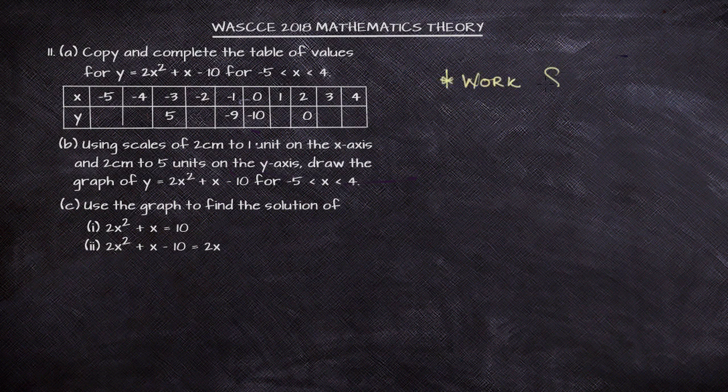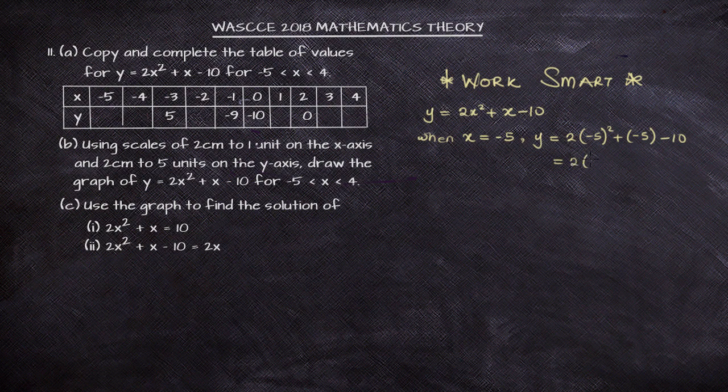Now what I will advocate for is that you need to work smartly. You don't need to stress yourself, giving yourself a lot of headache, like saying you want to be substituting each value of x. When x is minus 5, then y will be 2 into minus 5 squared plus minus 5 minus 10, and then you want to expand that bracket, and after expanding the bracket, you go on to the next value.